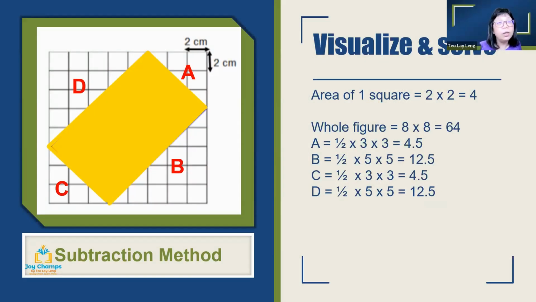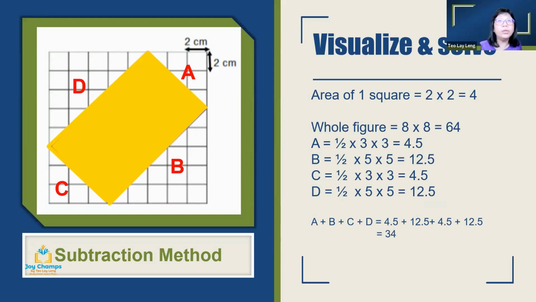What do we do next? We simply take the total of A, B, C, D to see how many squares these four right angle triangles occupy. And it will be 4.5 plus 12.5 plus 4.5 plus 12.5, giving it a total of 34 squares.